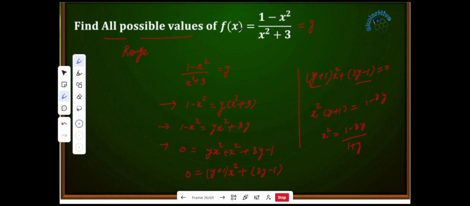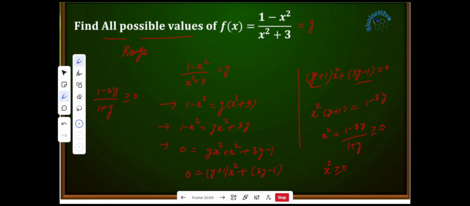Whatever value of x we take, x square is going to be positive. If you take 1, 2 or 3 it will be positive, and if you take minus 1 or minus 2, it will again be positive. If you take 0, then it will be 0. It means the value of x square is always greater than or equal to 0. So we get the inequality in y: (1 minus 3y) upon (1 plus y) greater than or equal to 0. We need to just solve this inequality.